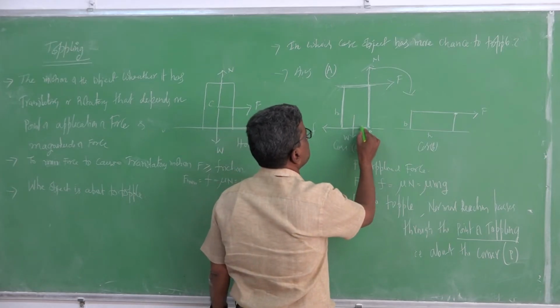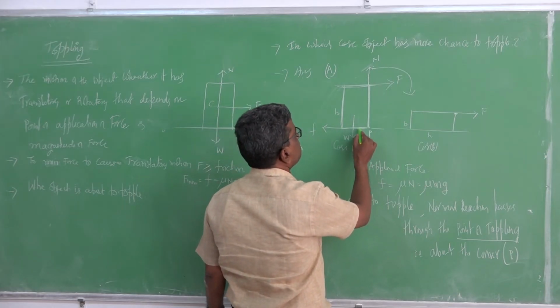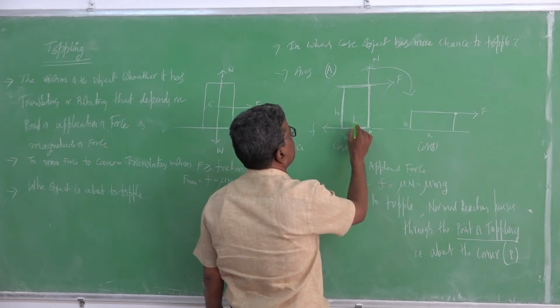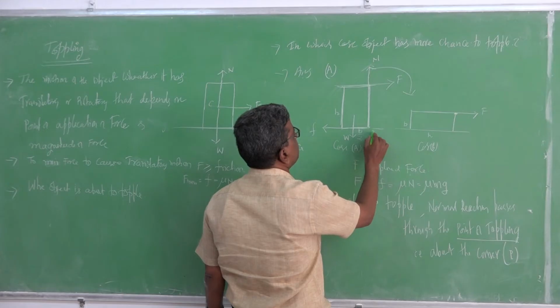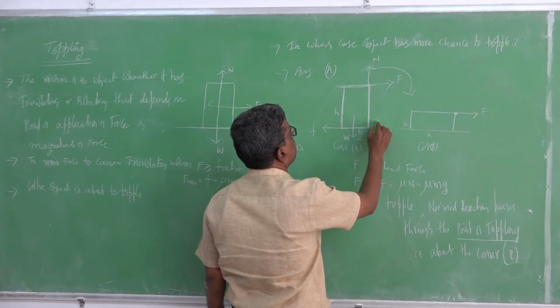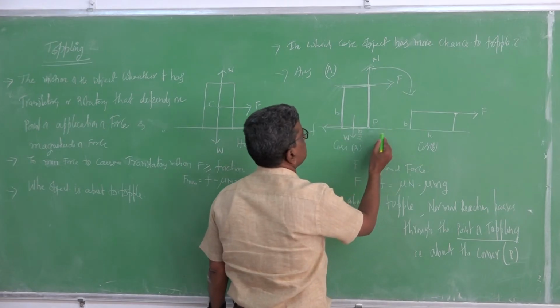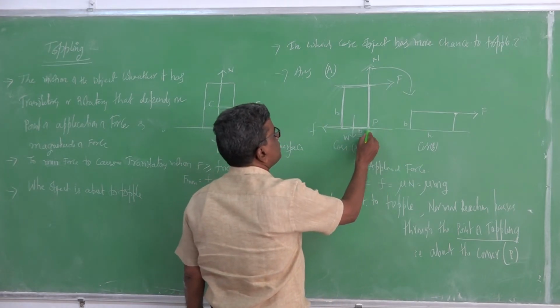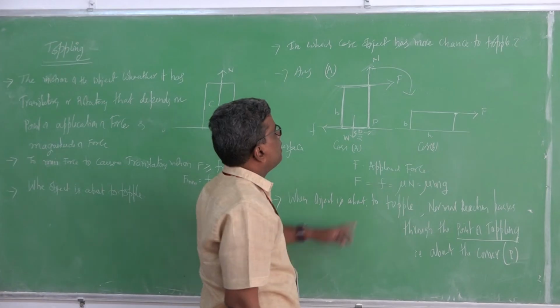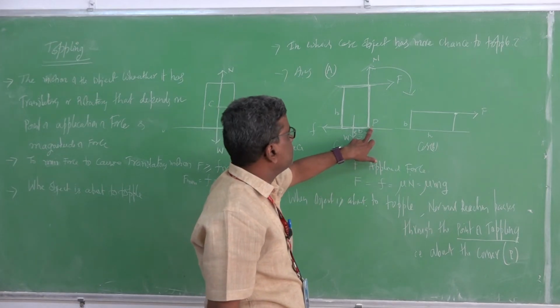So this distance I take as b. So this one becomes b by 2, half of this width. Okay? So this is about the point P, the point of toppling. This is a horizontal surface, so this distance is b. So I want to take the torque about this point.